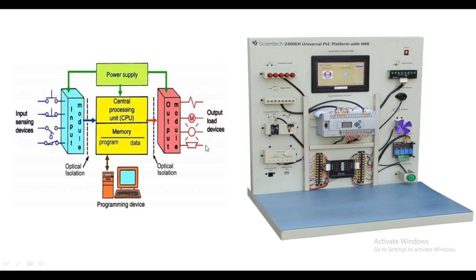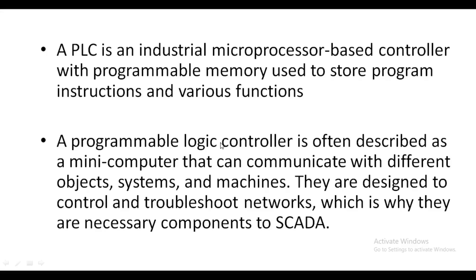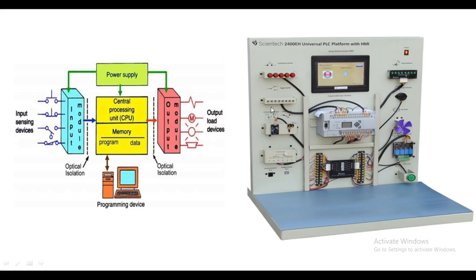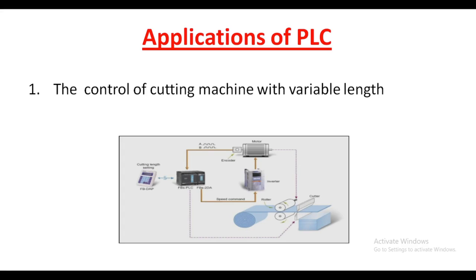This is about our PLC in our laboratory. Next, we will discuss how to write the program and how to execute the program in the next sessions, whenever we are doing the experiments. But now we will look at some applications of the PLC. In industry we have many applications of PLC. The first application is the control of a cutting machine with variable length.